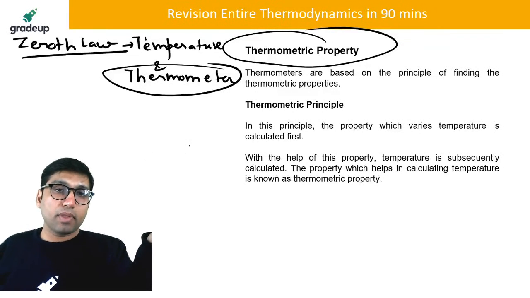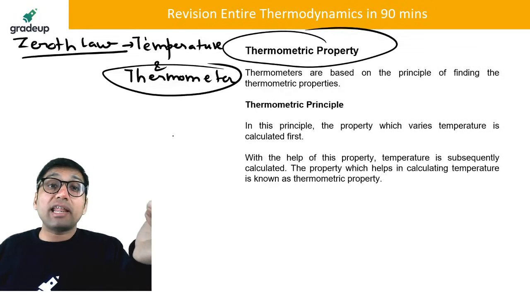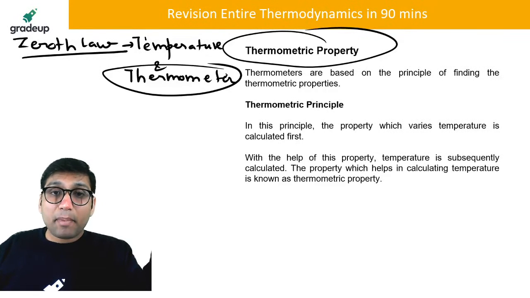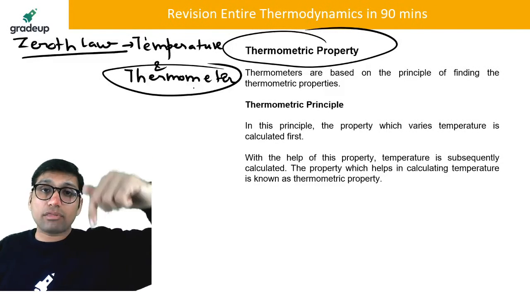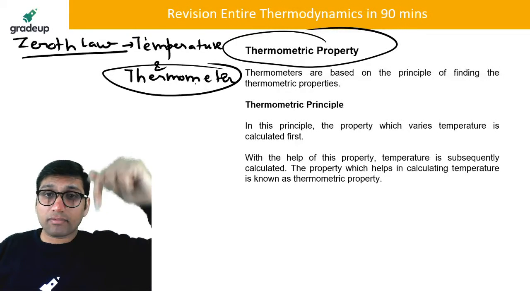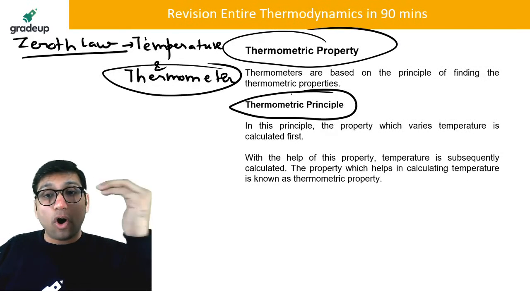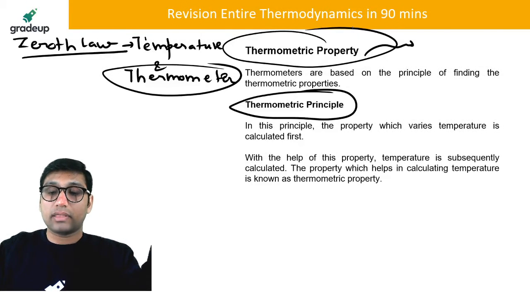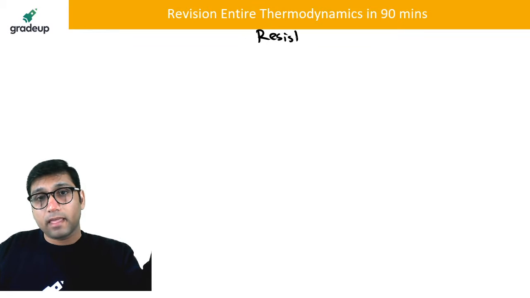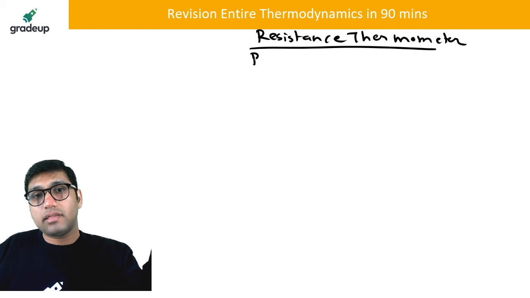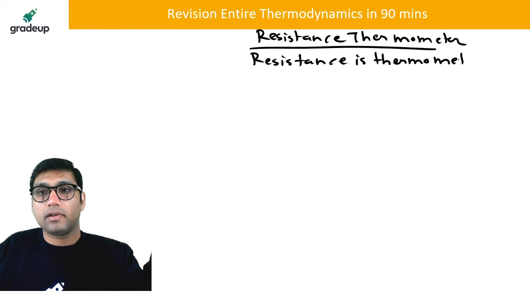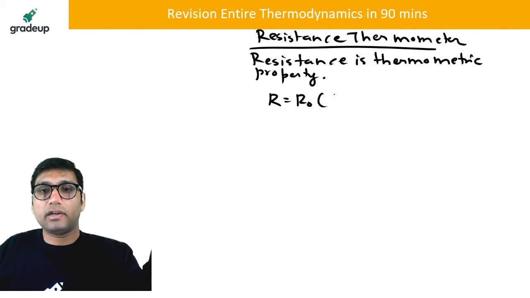There are different types of thermometer. The thermometer that you use in your house is called a liquid-in-bulb thermometer. In that, the thermometric property is the expansion or rise of the liquid inside the thermometer. The length of the rise of the liquid in the thermometer is the thermometric property. But there are different types of thermometer, all based on different thermometric properties. For example, the resistance thermometer is based on the Wheatstone bridge principle, and the resistance is the thermometric property. By measuring the resistance, and by converting it using different equations.